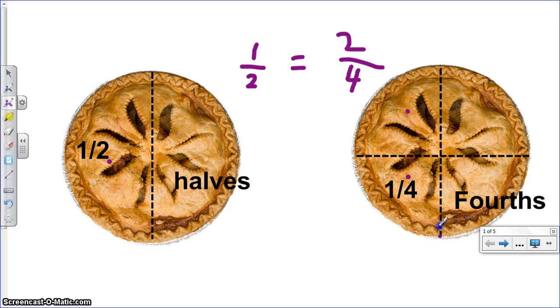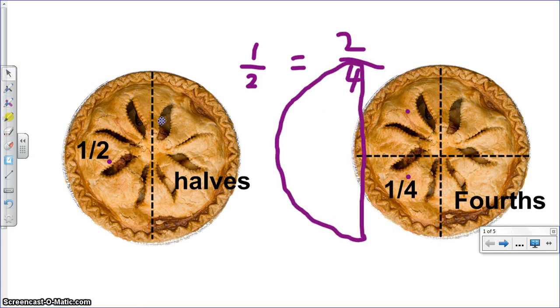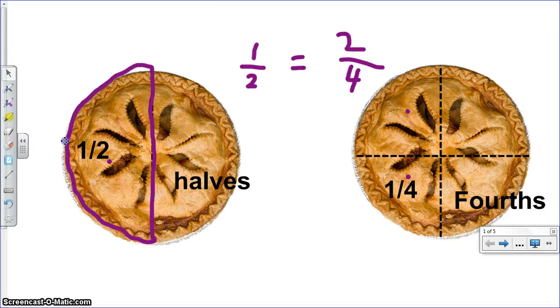So if I was to draw a line here and trace out these pies, and I was to slide this over, you would see that it's going to match up with 1/2 perfectly. You see they're the same size. I probably didn't even have to do that, and you can visualize how 2/4 of this pie, two pieces of this pie, when it's cut into fourths, is the same as eating half of that pie.